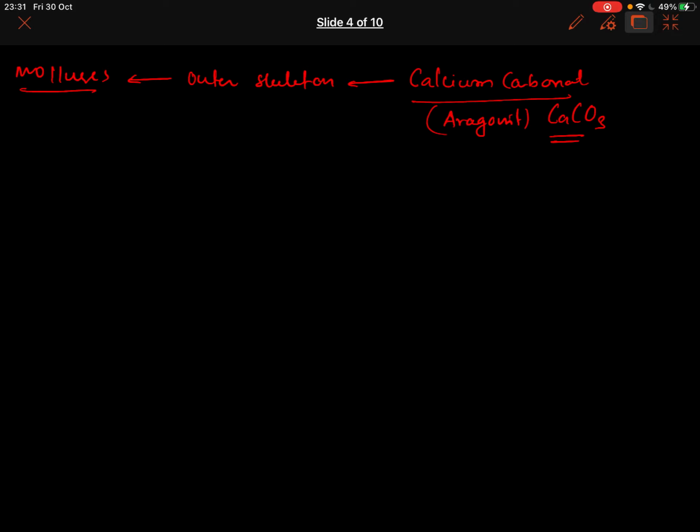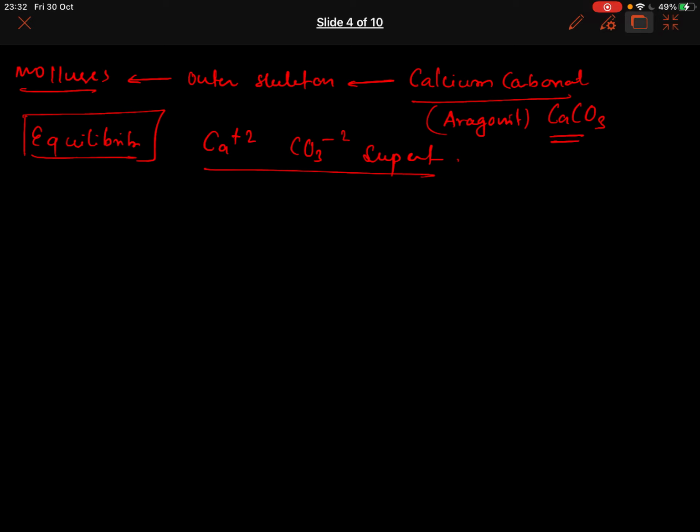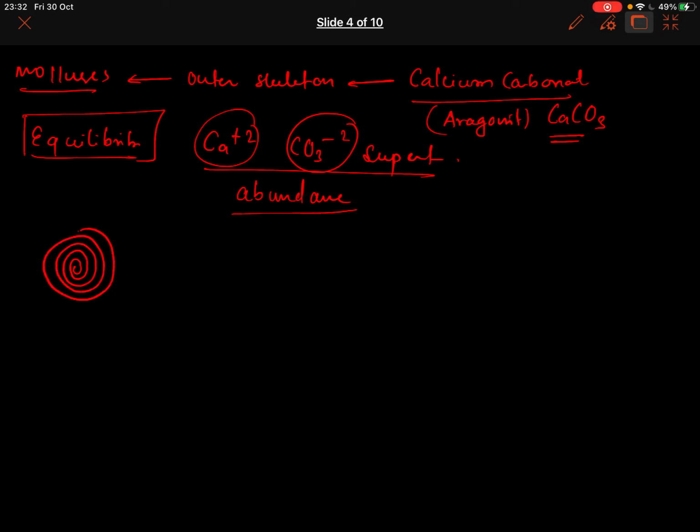So at, say, equilibrium, when we discuss the case of equilibrium of ocean waters, the concentration of calcium ions and carbonate ions is supersaturated. So when we are saying supersaturated, it simply means that calcium ions and carbonate ions are in abundance, right? So the structure of mollusk is something like this. They are round and round and round, they grow. So at this tip they build themselves and they grow, right?